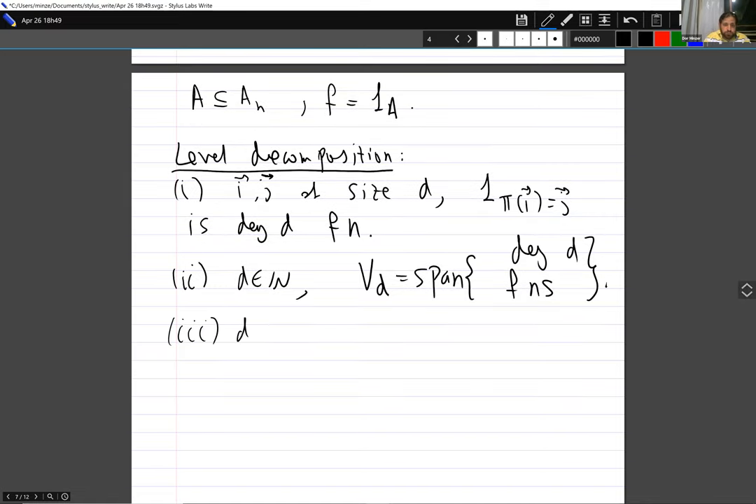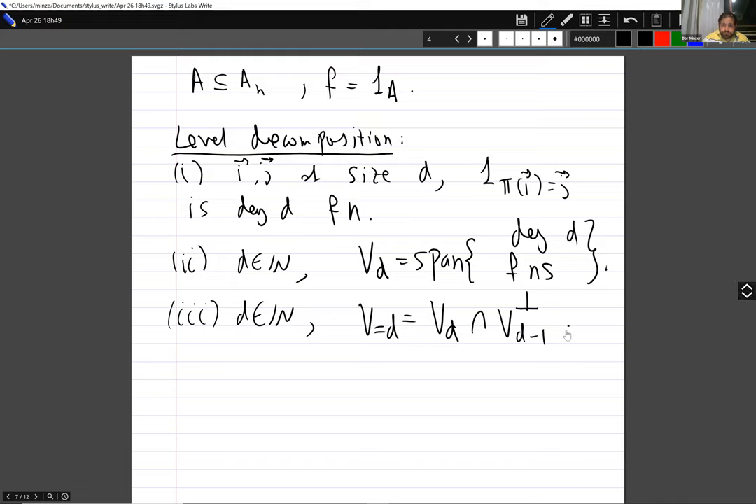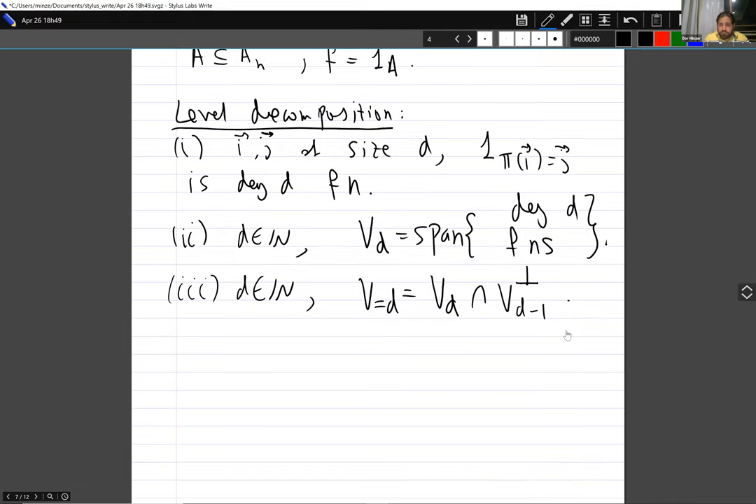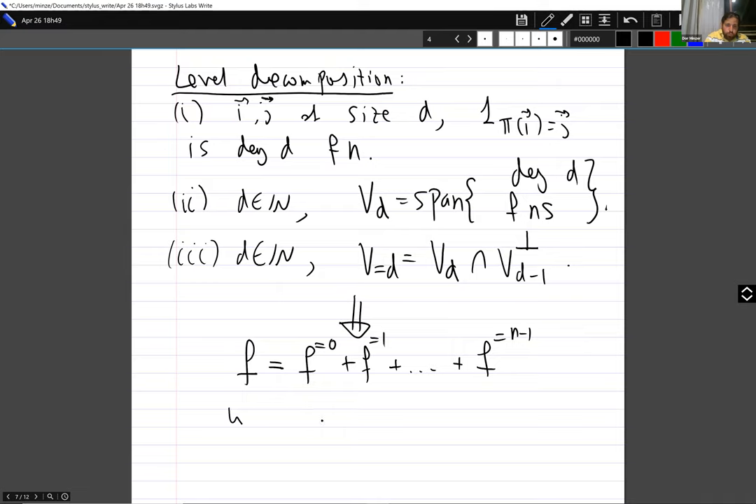And lastly, again we have our d. We define the space of functions of pure degree d, V equals d, to be the intersection of V_d with the perpendicular space to V_{d-1}, again with respect to the inner product with the uniform measure. So this is the level decomposition that we use. It is something generic; you don't need too much structure for that. But it immediately follows that you can write your function f as f equals zero plus f equals one plus dot dot dot plus f equals n minus one, where f equals d is from the space V equals d.